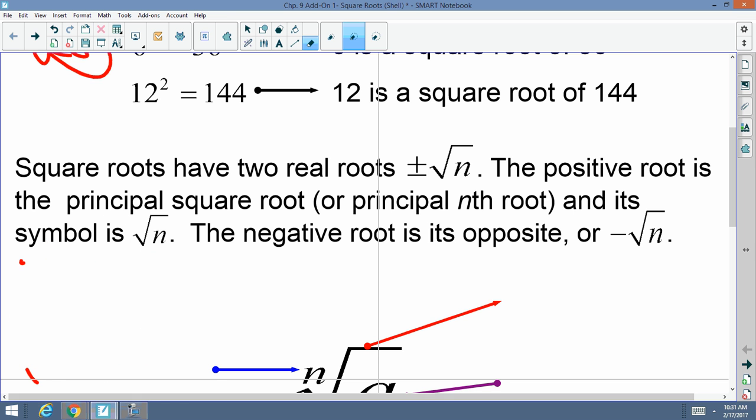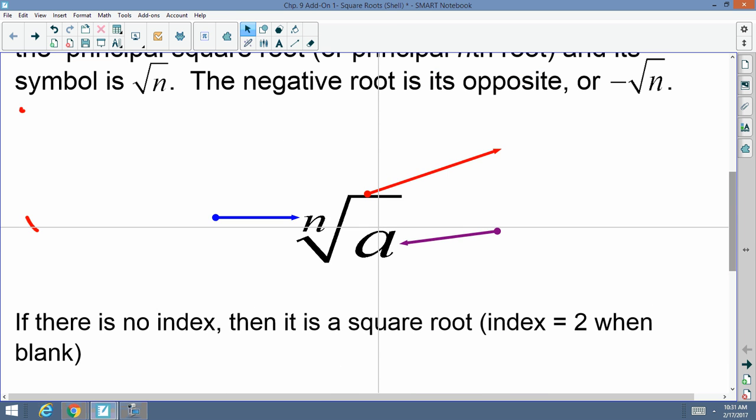Okay? Now, let's talk about radicals in general because vocabulary is super important. All right? And the deeper and deeper we get into algebra now, these vocabulary words are either going to help you or haunt you later. So please let them help you.